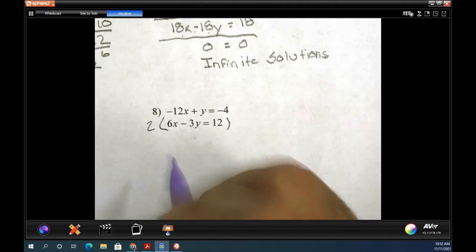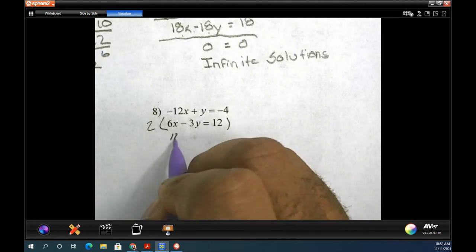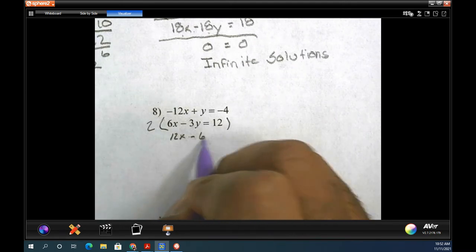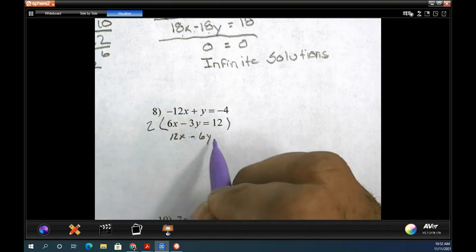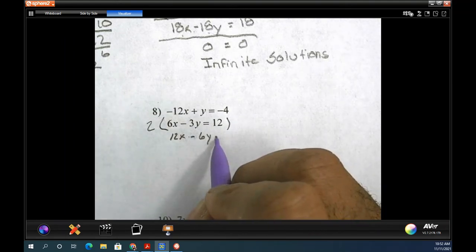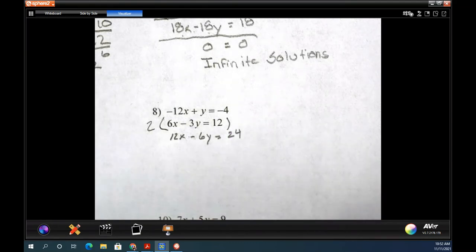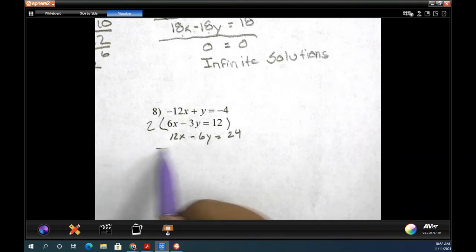Okay. So this should have been 12x minus 6y is equal to 24. Can y'all get that far? Now, all you have to do is add them.